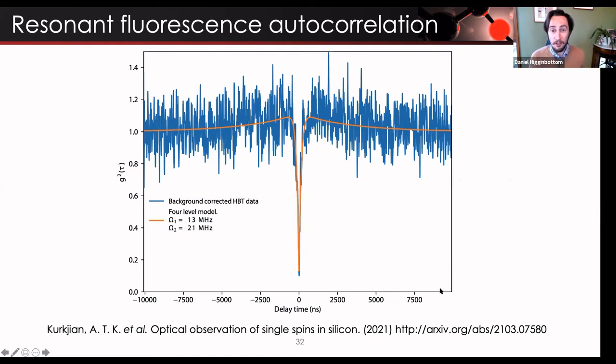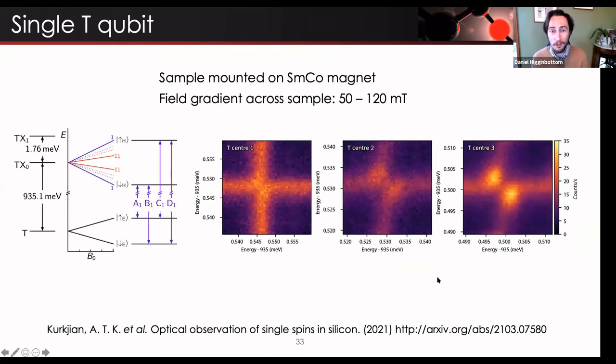We can, of course, look at that fluorescence and we can do an autocorrelation measurement in a Hanbury Brown and Twiss configuration, from which we can conclude that these are single centers. Once we do the background subtraction, we see that there's a dip below 0.5. And from that, we can be confident that these single lines that we're looking at, which look so promisingly like single centers, really are. But what about qubit states?